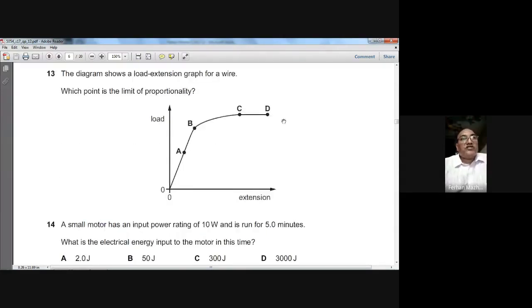On your screen, question number 13, the diagram shows a load extension graph for a wire. Which point is the limit of proportionality? On the load and extension graph, the point until which this graph is a straight line, and after that it becomes a curve, that point is called limit of proportionality. So in this graph, that point is B. B point is the answer.